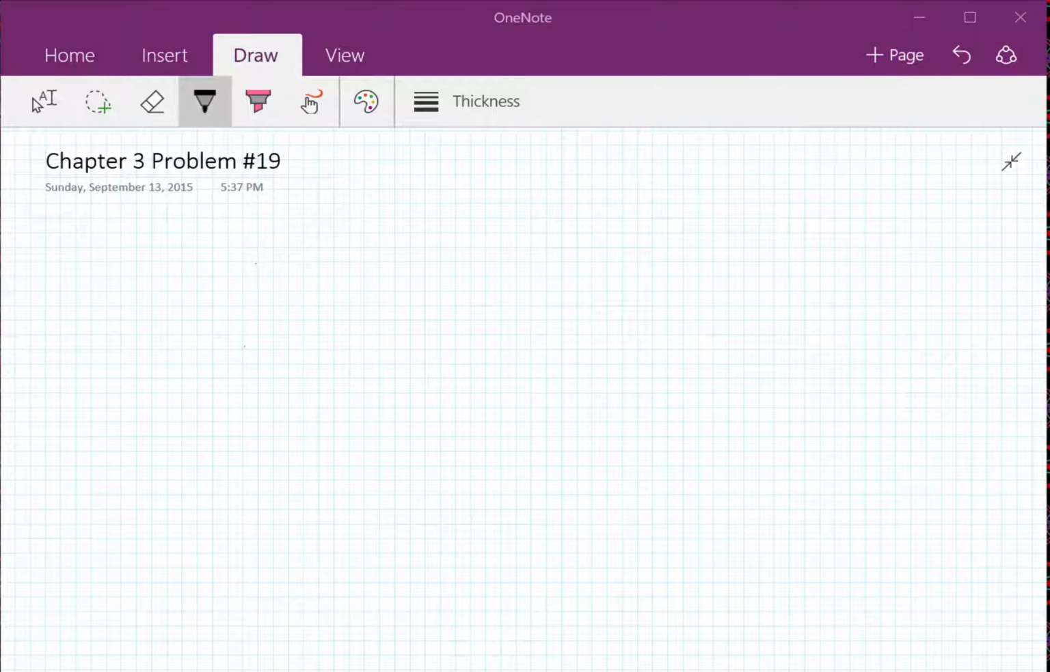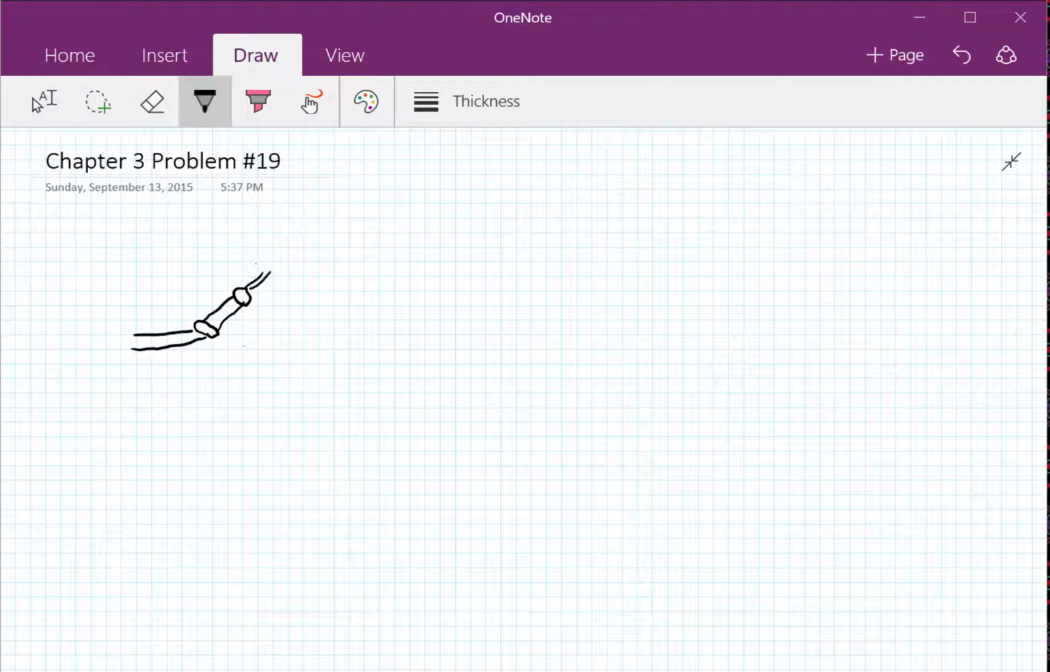Hello, this video will be to explain problem number 19 in chapter 3. It starts off by explaining you're basically aiming a hose at an unspecified angle. So here's the hose, it's got water coming out, and you'll have an angle here relative to the ground.